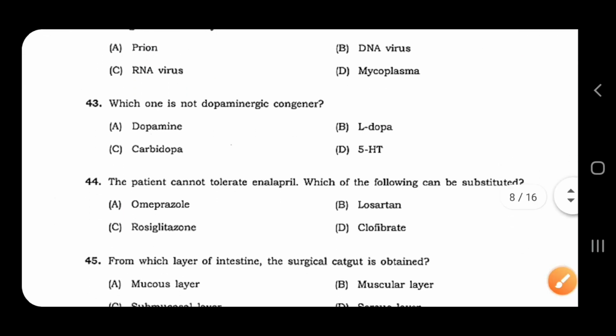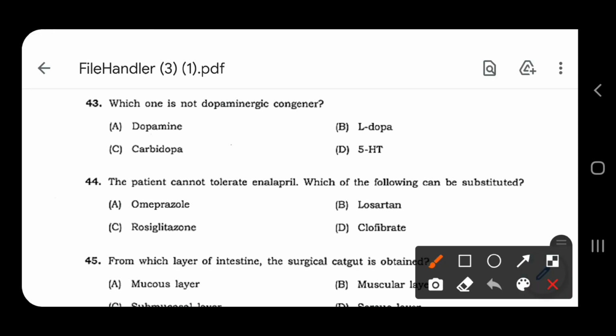Next is question number 43. Which one is not a dopaminergic congener? Dopamine, levodopa, carbidopa, 5-hydroxytryptamine. Here 5-hydroxytryptamine is a type of histamine. So this is not related to dopaminergic congener.